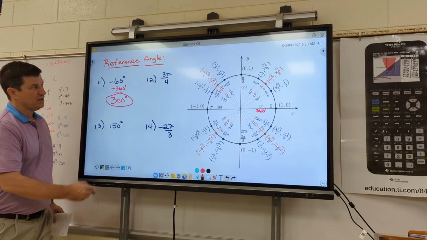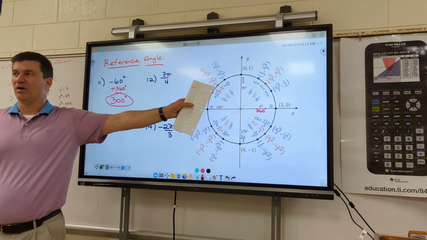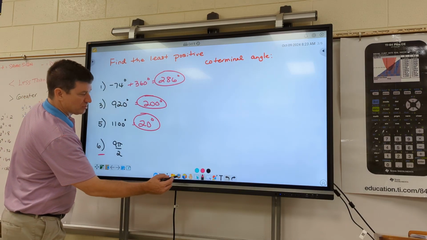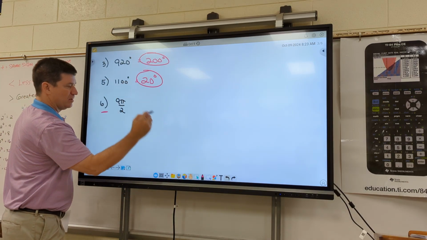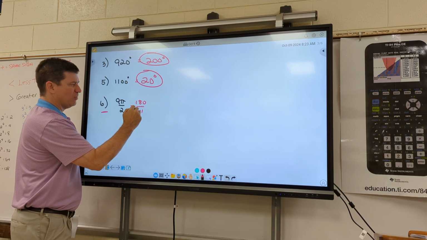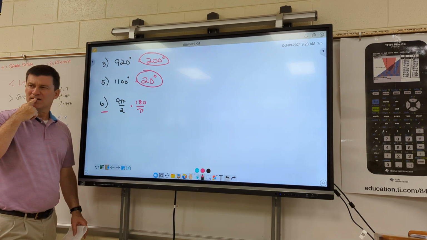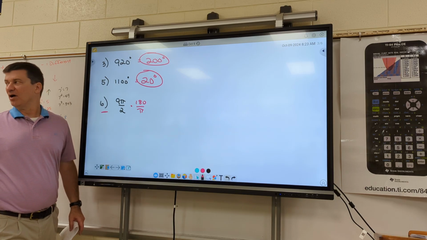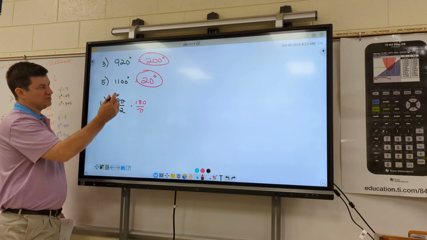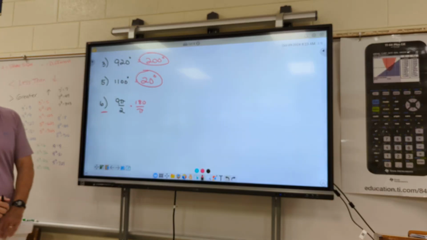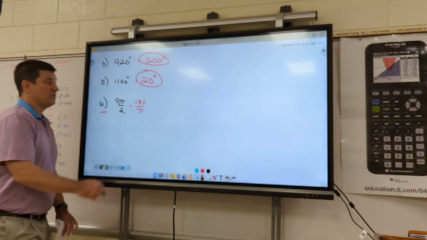All right, that is not on the circle anywhere. 9 pi over 2 is not on the circle. So what do we do? We're going to do the same thing we did a minute ago. We're going to first multiply this by 180 over pi. Why am I doing that again? To make it a degree number, a regular number. So, Garrett, please type that in your calculator. Tell me what you get, please. 810. 810 degrees.